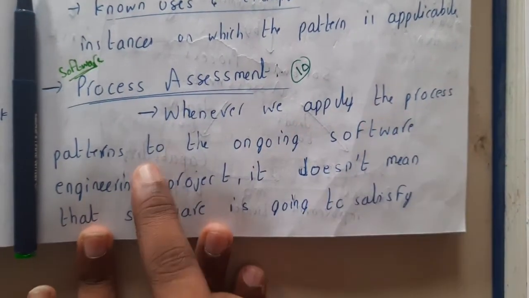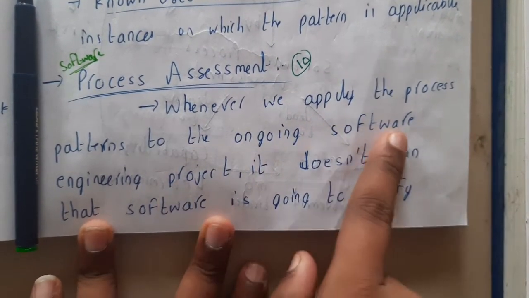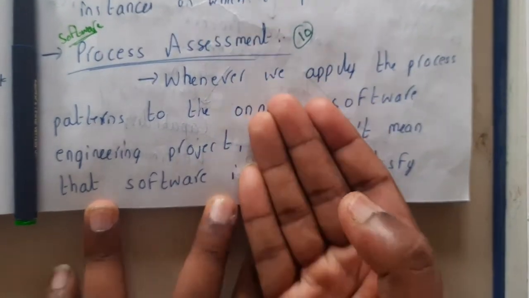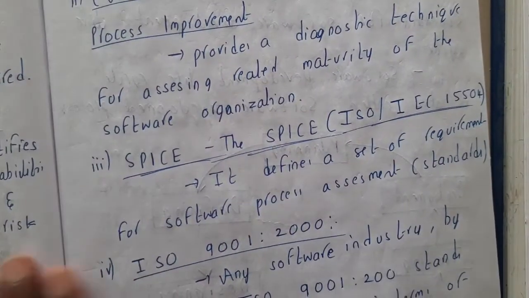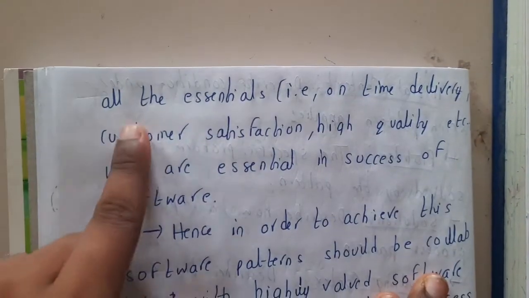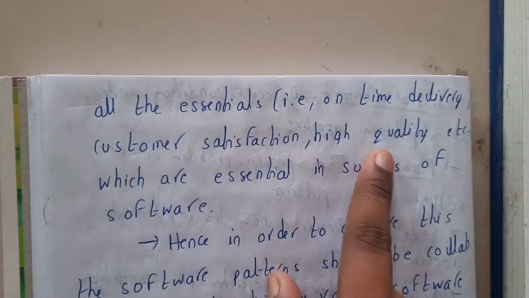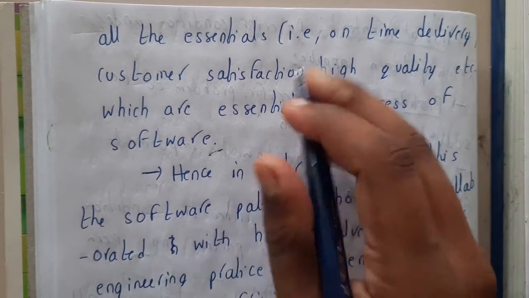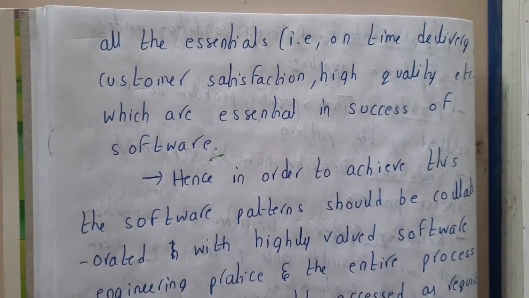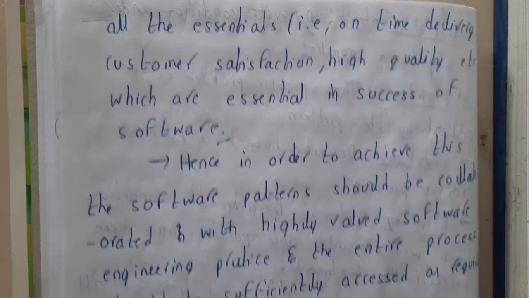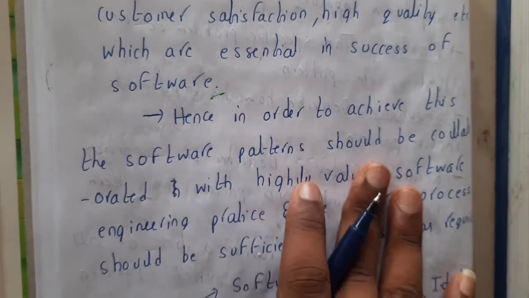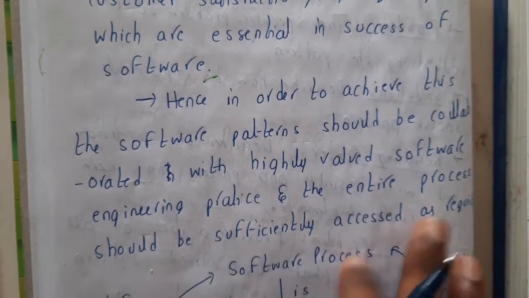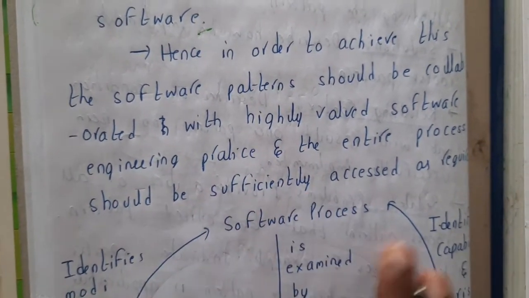Whenever we apply the process pattern to an ongoing software engineering project, it doesn't mean the software is going safely. There is a chance of degradation also, going backward to a disadvantageous stage. All the assessments like delivery time, customer satisfaction, high quality, etc., are essential in a successful project. These are mandatory, guys: satisfaction, delivery time, high quality and low budget. Hence, to achieve this, a software pattern should be combined with highly valued software engineering practices. The entire process should be sufficiently assessed as a requirement.